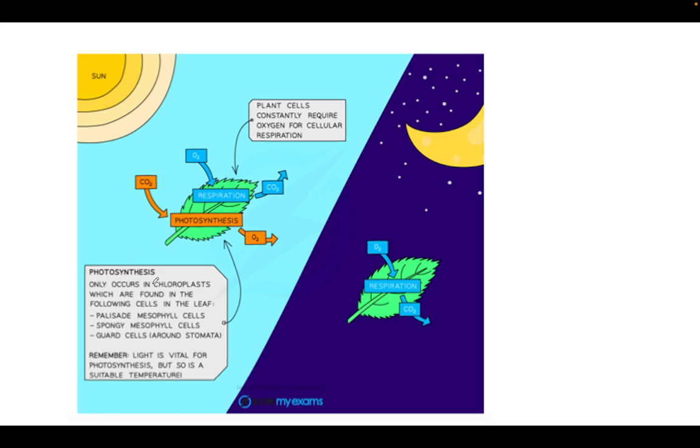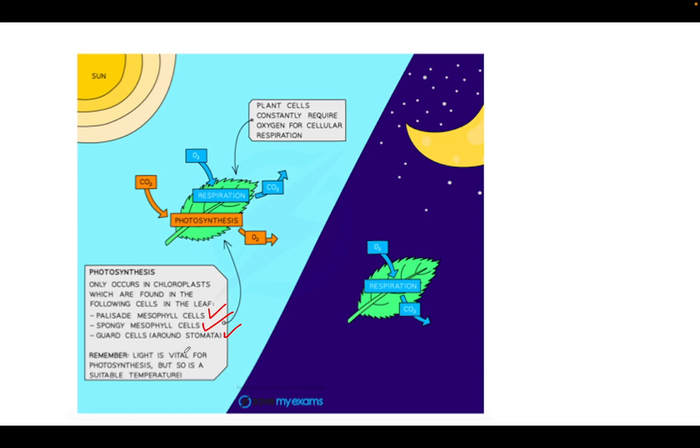Now, photosynthesis only occurs in chloroplasts. That's something you need to know as well. It only occurs in chloroplasts, which are found in the following cells. We saw photosynthesis happens in three types of cells: the palisade cells, the spongy cells, and also the guard cells around the stomata. These are the only three places we can find photosynthesis in plants.